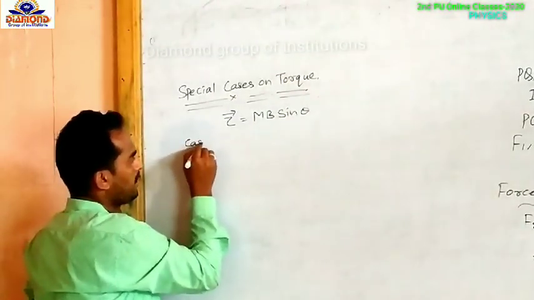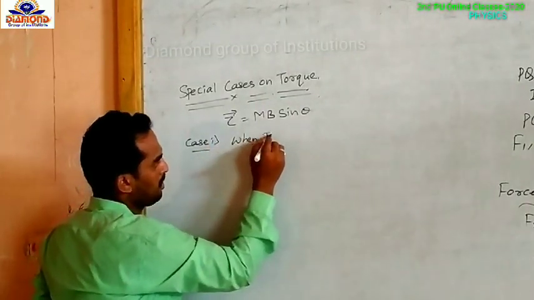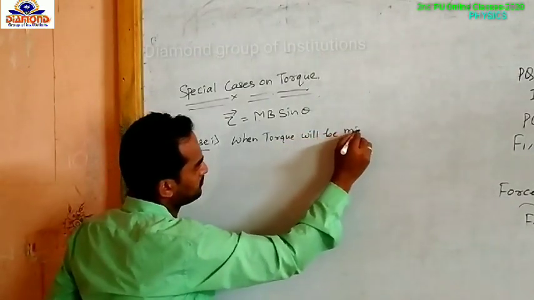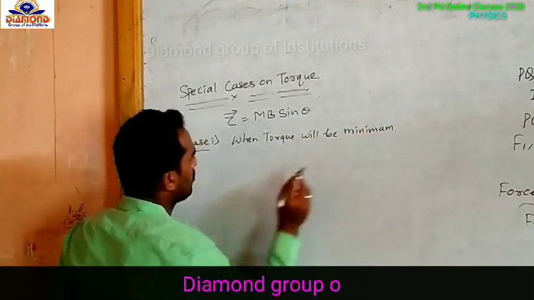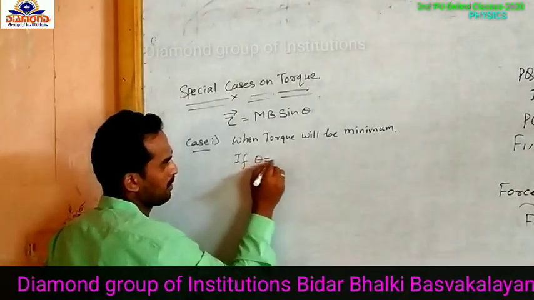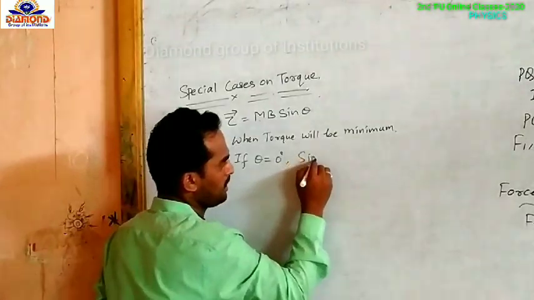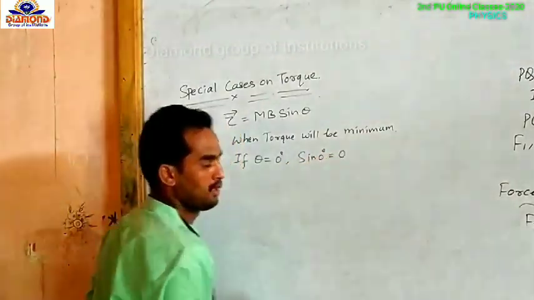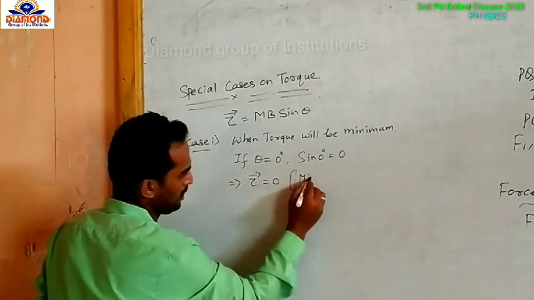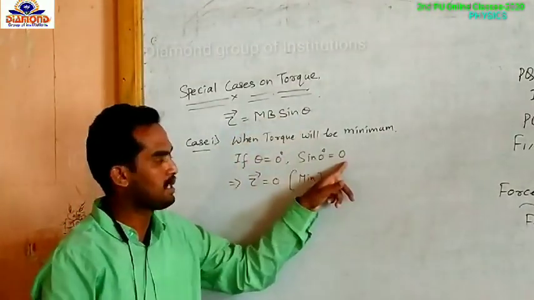So case 1, when torque will be minimum. If theta equal to 0 degree, sin 0 degree becomes 0 and torque becomes 0. That is minimum. So there is no torque when the angle between M and B is 0.